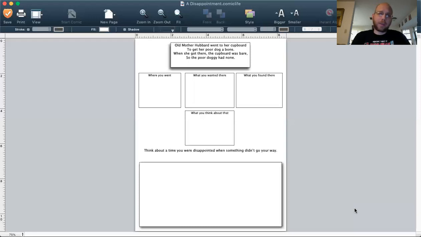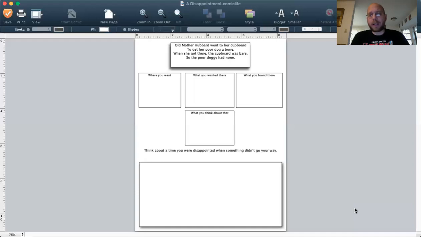Well, in this nursery rhyme, it wasn't really what she felt. What do you think about that? So the doggy had none. Okay, so we can use this text structure to form a kernel essay by looking at our prompt below. And it says, think about a time you were disappointed when something didn't go your way. Once again, this text structure fits perfectly with what's going on in the world around us.